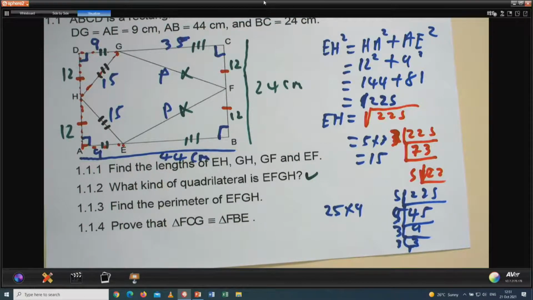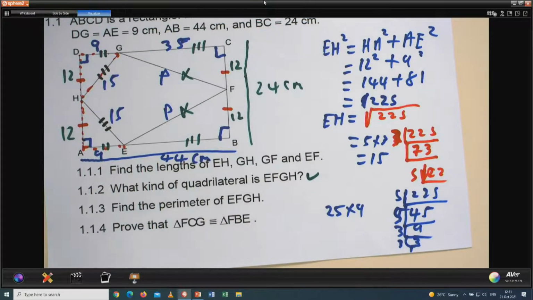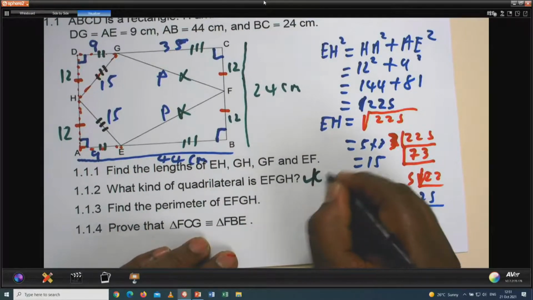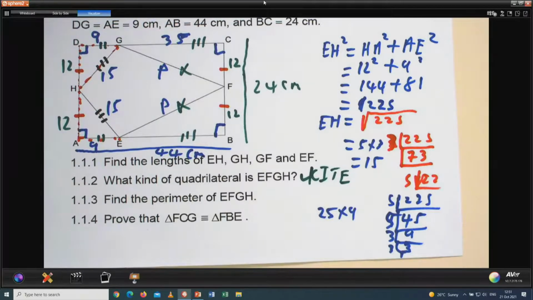What kind of quadrilateral is EFGH? Yes, we see adjacent sides are equal. But if you don't know the properties of a kite, you won't be able to say this is a kite. Properties, you need to focus on properties.